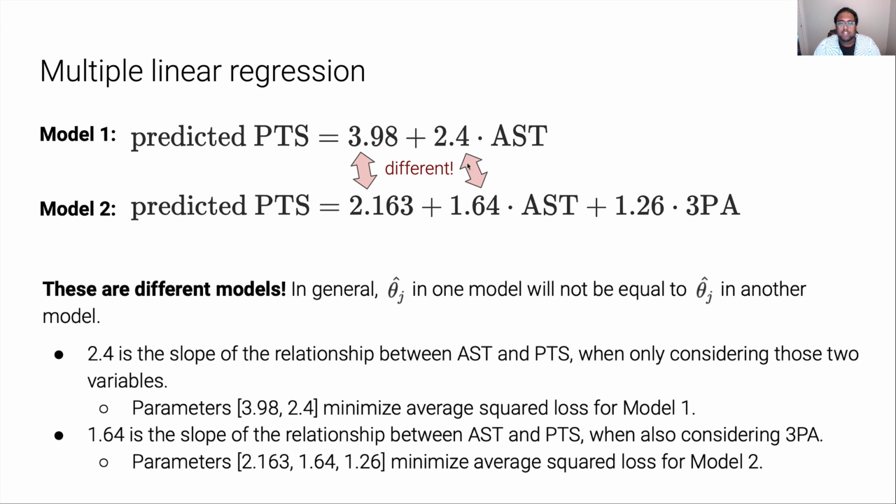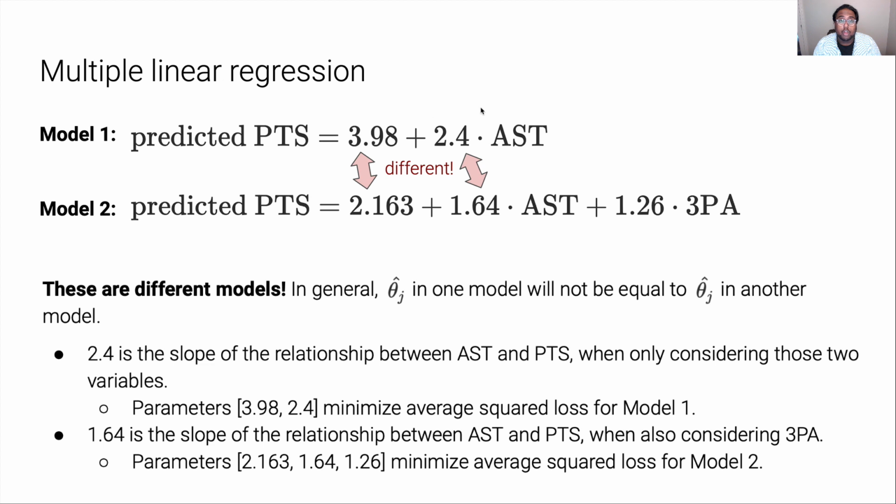Generally, these will be different if we are using different models. These coefficients that we found are the coefficients that minimize average squared loss for these particular models. The first model looks like theta naught plus theta 1 x. The second model looks like theta naught plus theta 1 x1 plus theta 2 x2. Those are different models, and so the minimum value of their mean squared errors might be different, and their coefficients will likely be different as well.